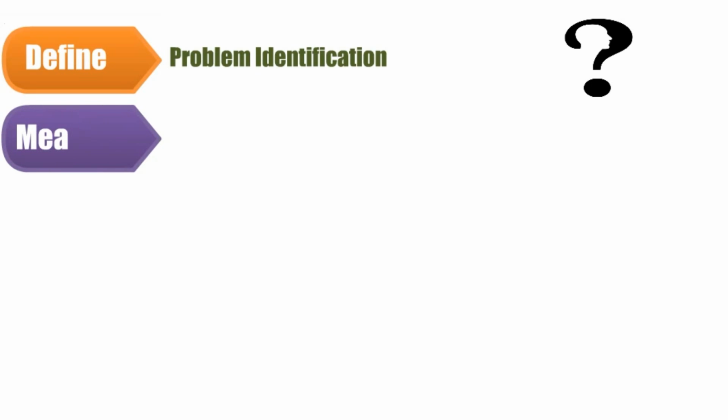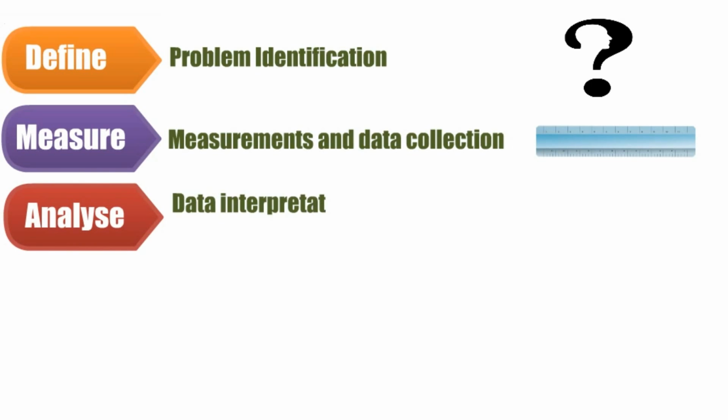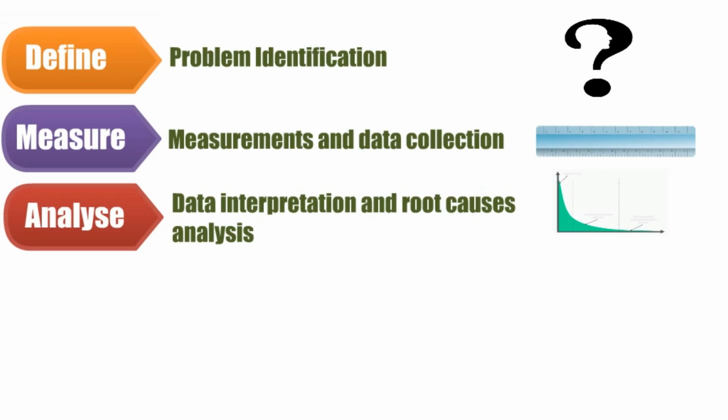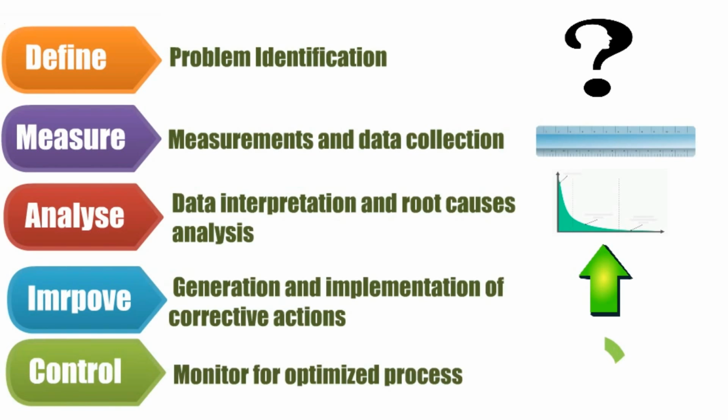In the measure phase, we perform measurements and data collection. In the analyze phase, we make data interpretation and root cause analysis. In the improve phase, generation and implementation of corrective actions is carried out. In the control phase, we will monitor our optimized process.